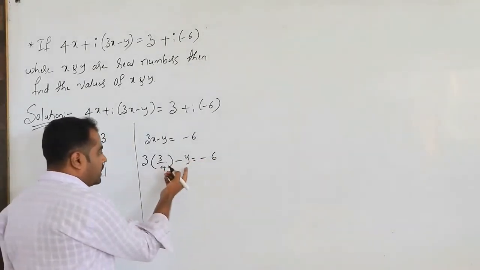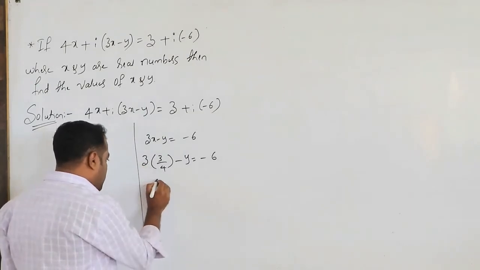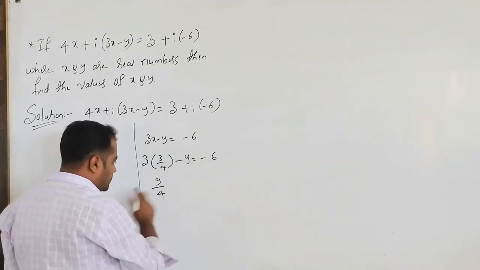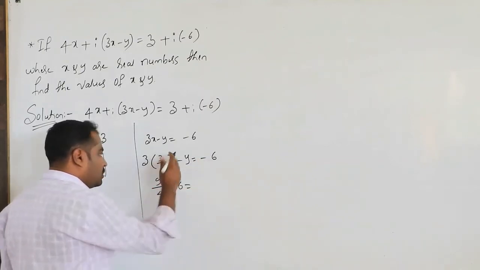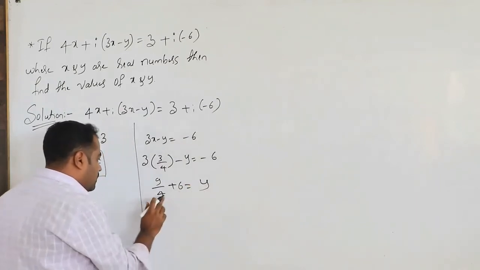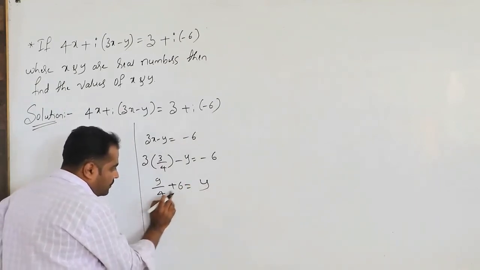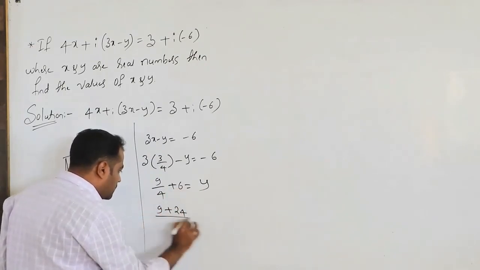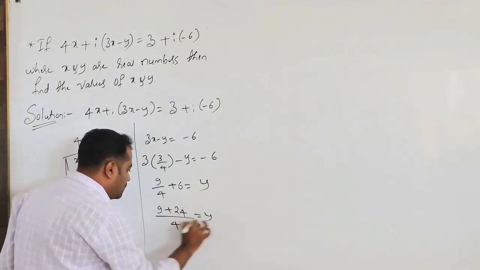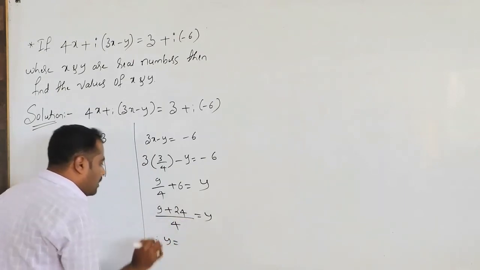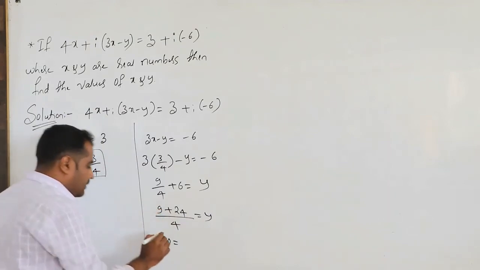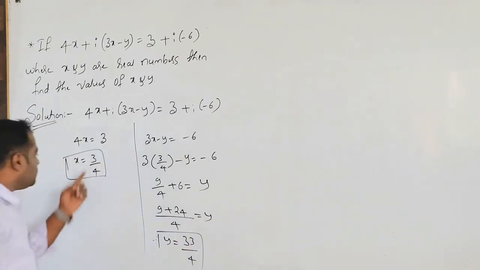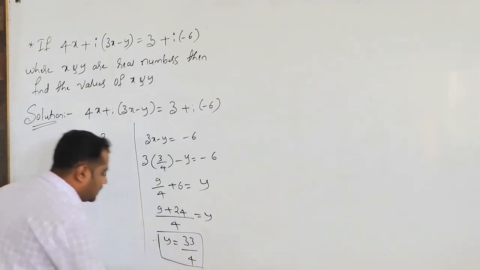So here we have to find the value of y. 3 into 3, 9, 9 divided by 4, that minus 6. Minus is here, if it comes here, plus. Plus 6 is equal to plus y. Here LCM 4 is here. 4 into 6, 24. 9 plus 24 divided by 4 is equal to y. Therefore, y value 24 plus 9, 33 divided by 4. X value 3 by 4 and y value 33 by 4.